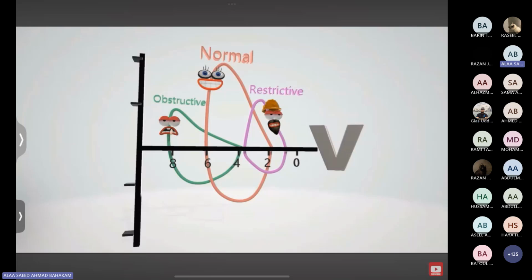Okay? You have to think what is happening. What is happening in the obstruction, what is happening in the restriction. So restrictive lung disease could be due to the lung problem itself, or it could be due to muscles of respiration, neuromuscular disease, all these things. Okay. Any questions?